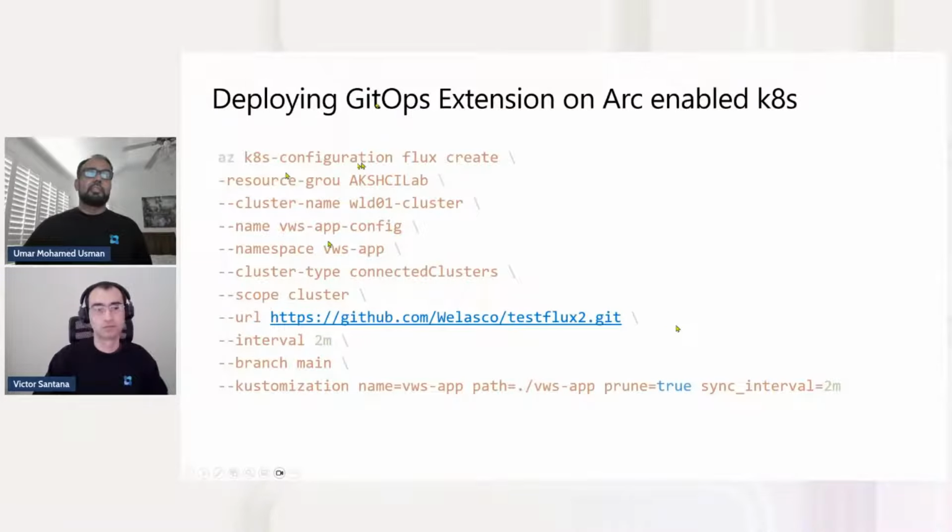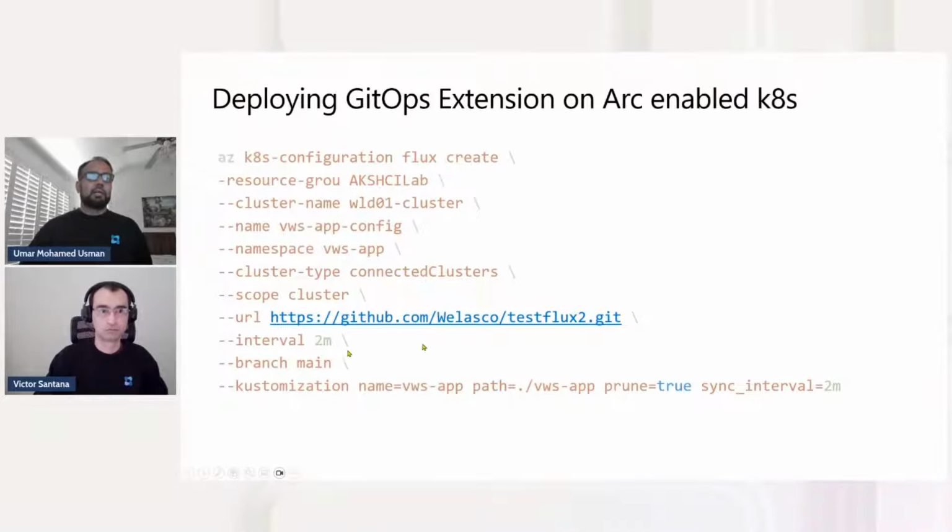K8s configuration. It's the same command as when you deployed the GitOps extension on AKS. It's the same for Arc-enabled Kubernetes, right? The key difference here is cluster type equals connected cluster, whereas in the AKS world, the parameter was managed cluster, right? That's the main difference. Instead of managed cluster, we call it connected cluster because these are clusters running anywhere else, but we're connecting them to Azure. That's why you call them connected cluster.